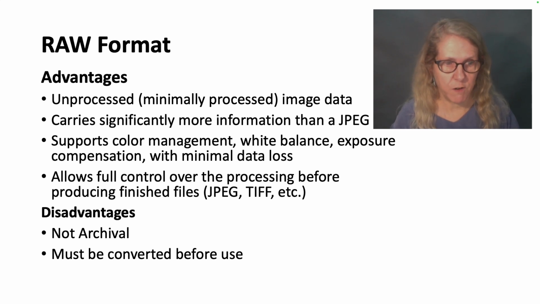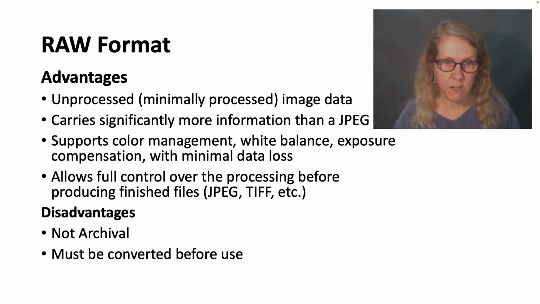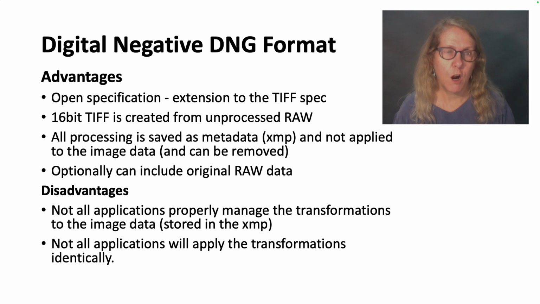The disadvantage of the RAW format is it's not archival, so we have to convert it to something else. And it's not archival because it's proprietary. They change all the time. They're different for every sensor that is produced by the camera manufacturers. So we really want to take advantage of getting the most data that we can and then convert it to something that's archival. So our recommended archive format is the digital negative or DNG format.